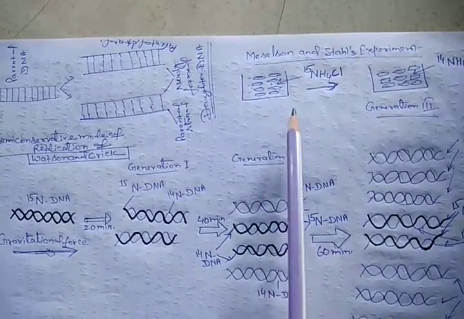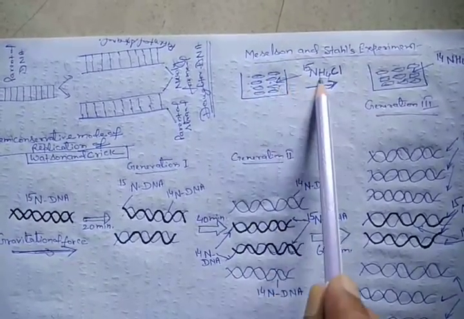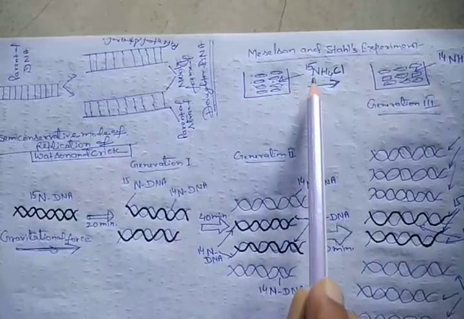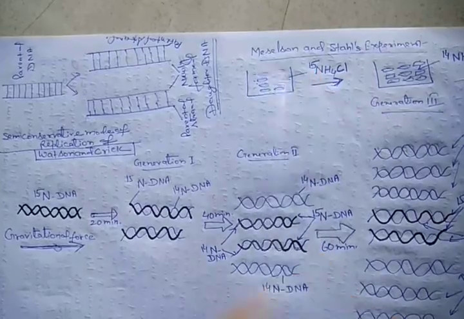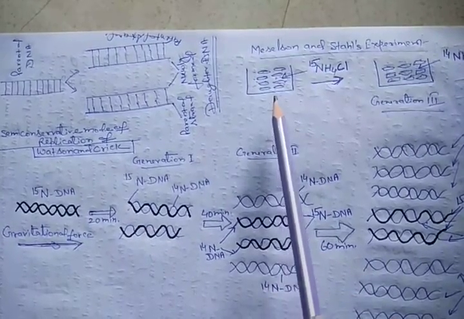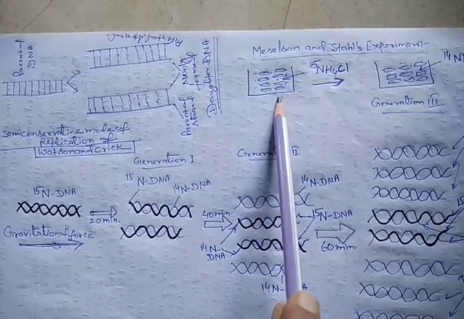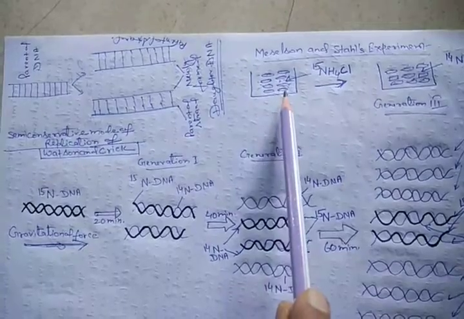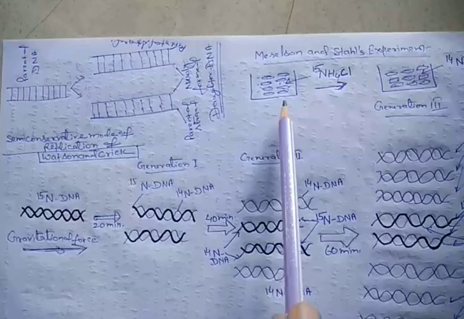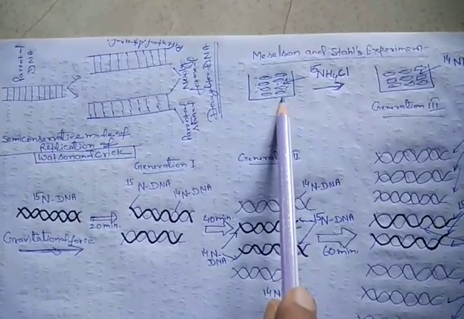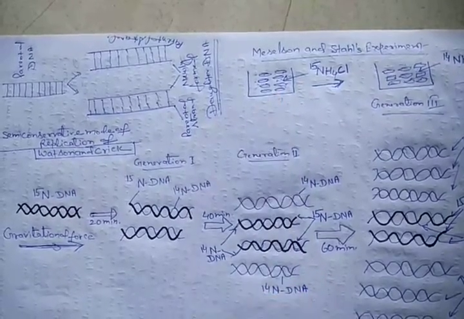So they grew the E. coli bacteria on a culture medium having ammonium chloride with N15, the heavy isotope of nitrogen. When the bacteria were grown in this medium, they used the heavy nitrogen from the medium. So all the nitrogenous compounds present in the bacteria, including DNA, got incorporated with the heavy nitrogen.